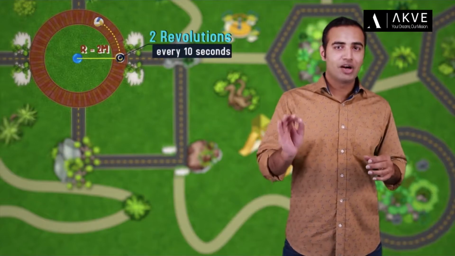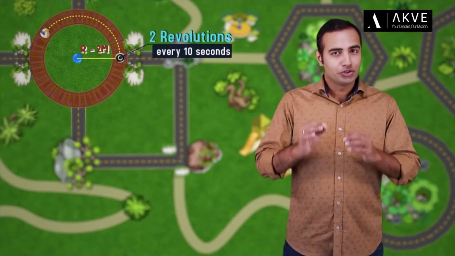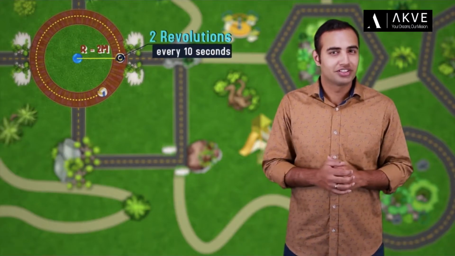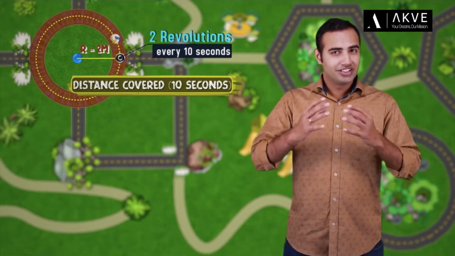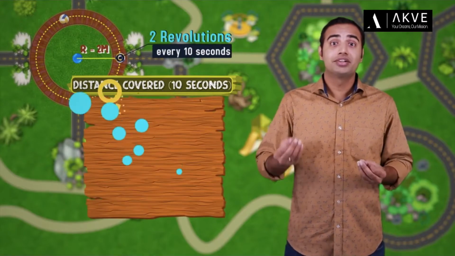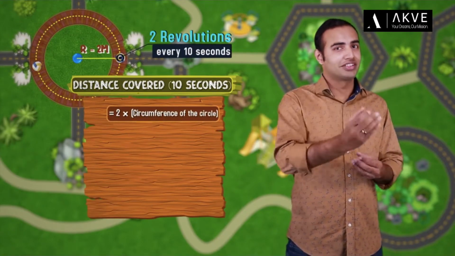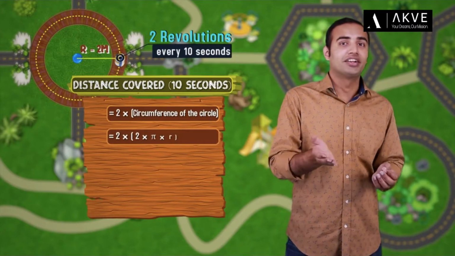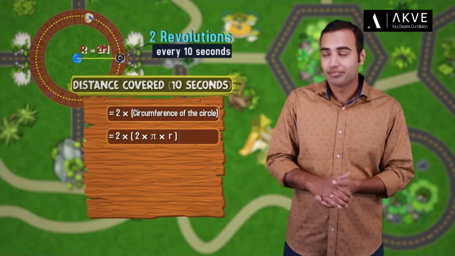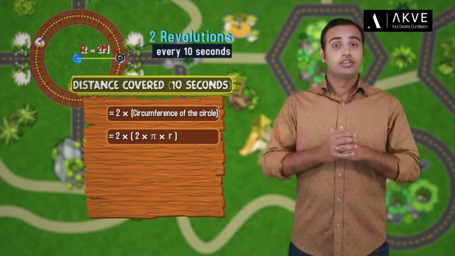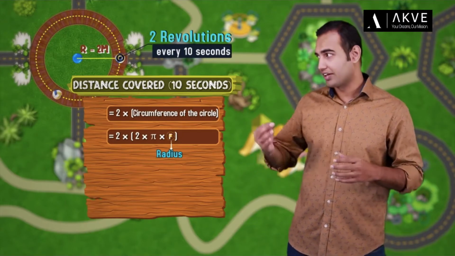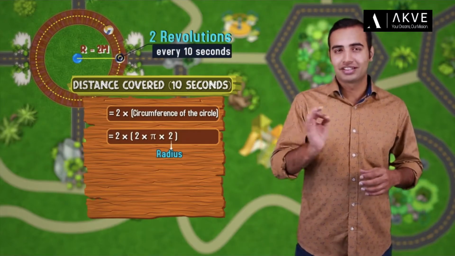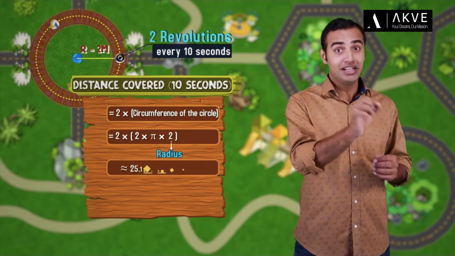Great! Let's see how many of you got your answers correct. According to the problem, the object undergoes 2 revolutions around the circle every 10 seconds. So the distance travelled by the object is nothing but 2 times the circumference of the circle itself. Now what is the value of circumference? Nothing but 2 pi r. So the distance covered by the object is simply 2 times 2 pi r. Now the radius of the circle r is 2 meters. Once you plug that value in, the value for distance comes out to be 25.13 meters.